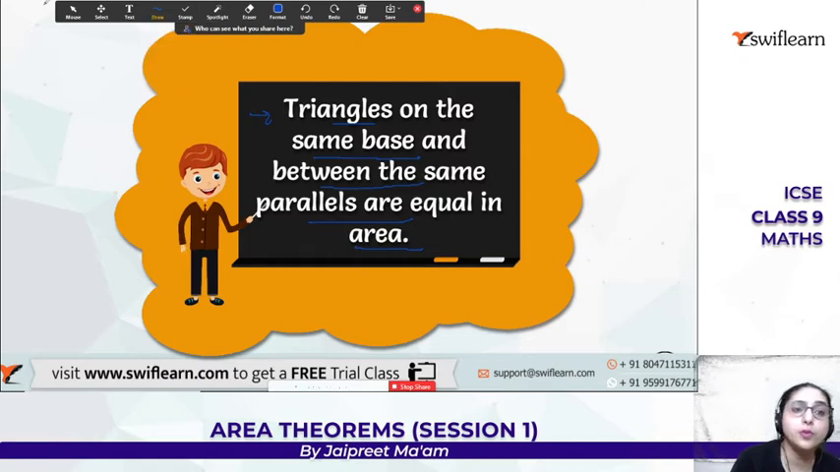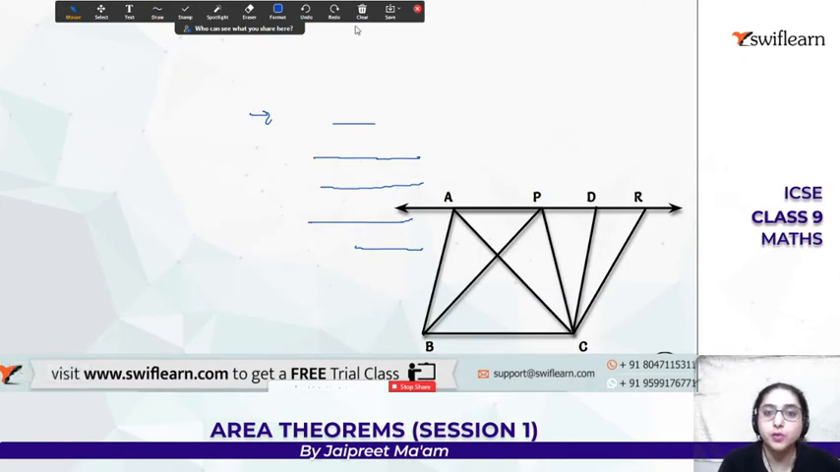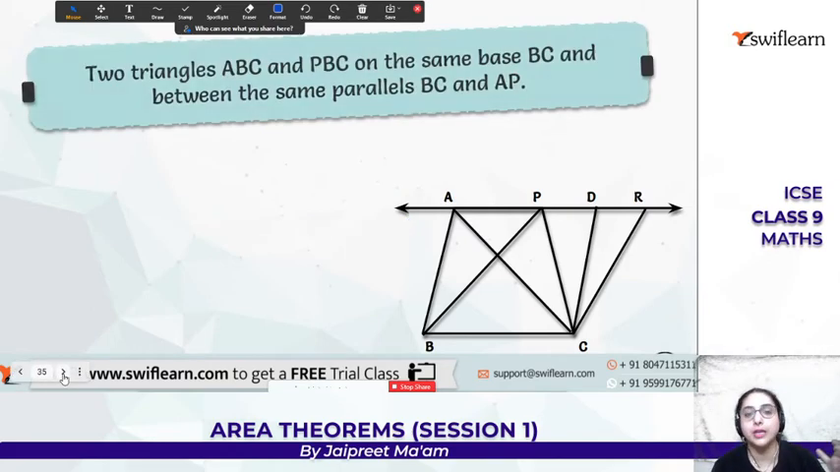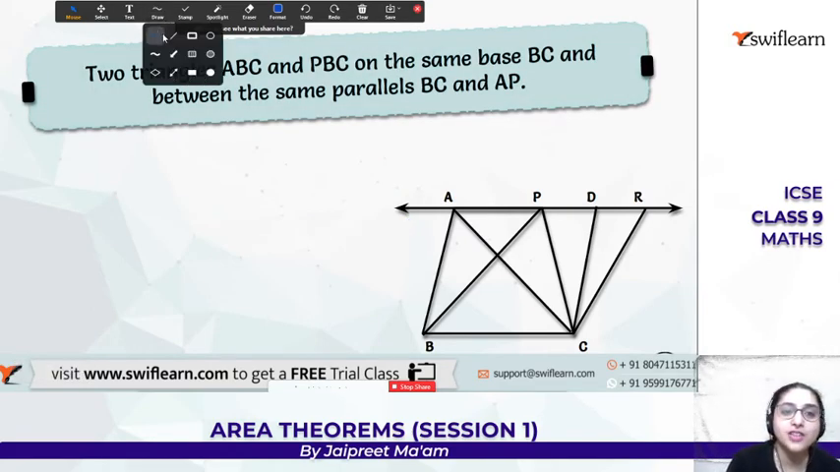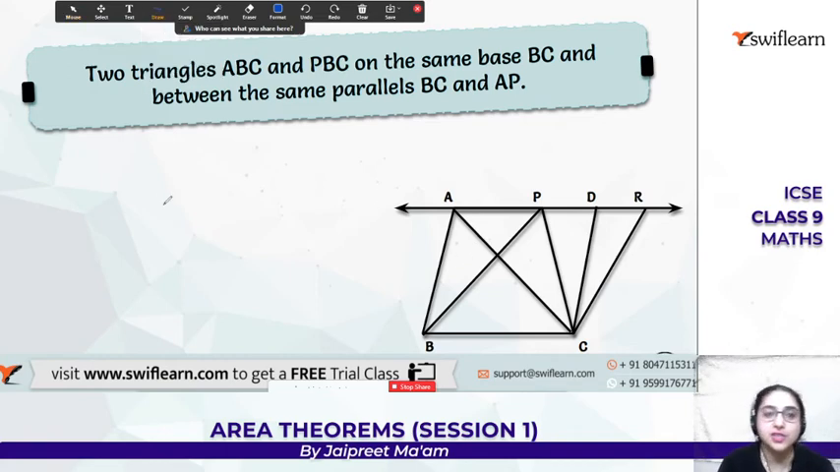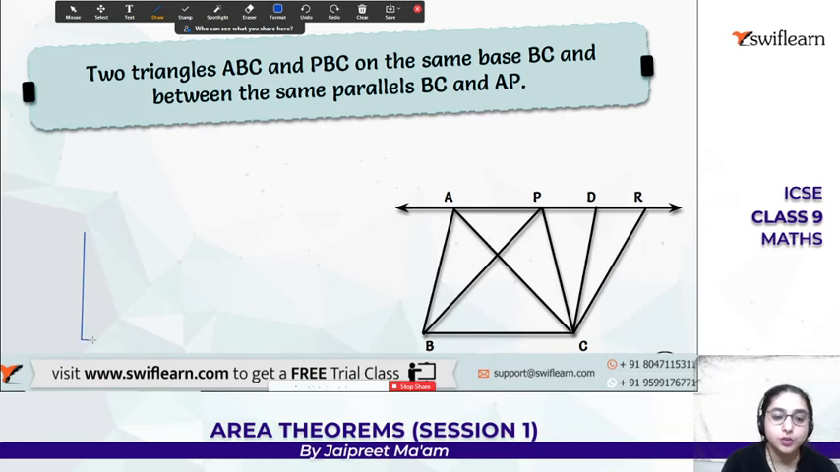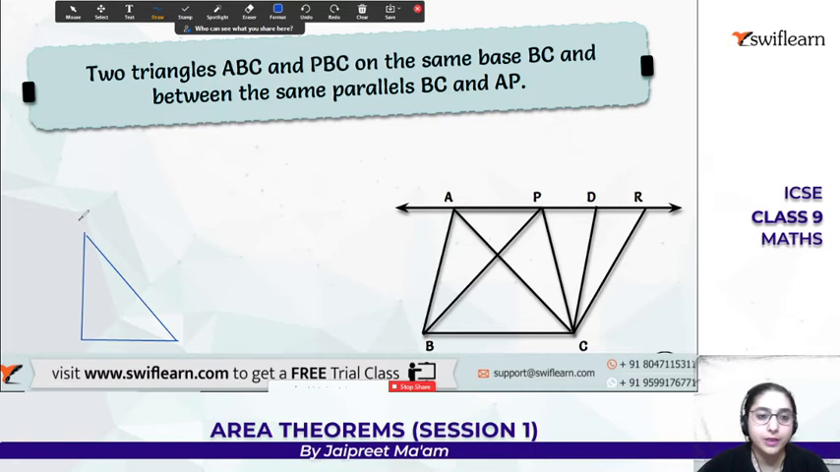Okay, now we will prove that the areas of triangles on the same base and between the same parallels are equal. For that we have to take a figure. So let's draw triangle ABC. I will draw it separately to make you understand. Don't just look at the figure, you will get confused. Draw it separately and try to understand. Always make the figure separately for a better understanding.